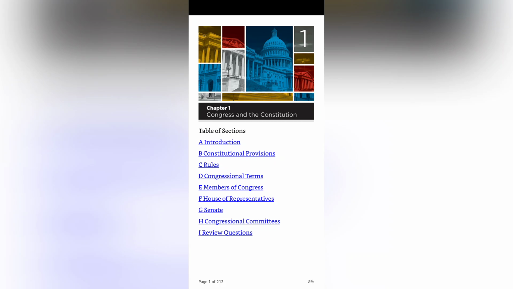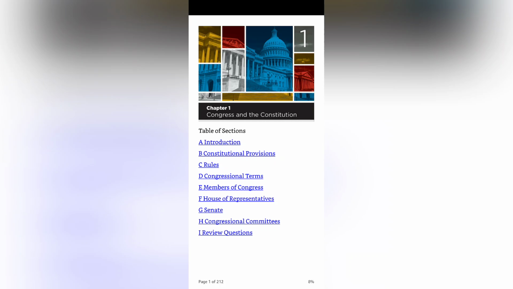Under Article 5 of the Constitution, Congress plays a central role in adopting amendments to the Constitution by a two-thirds vote of each chamber, ratified by three-fourths of the state legislatures. See Chapter 8, Section Q. See also related CRS reports and links on tcnc.pam.com. Section C, Rules.